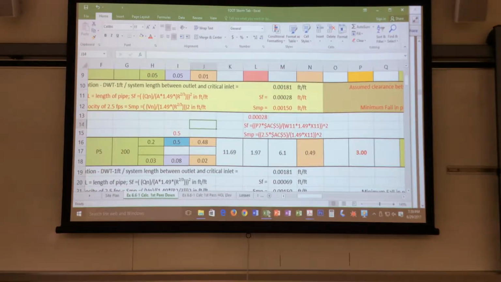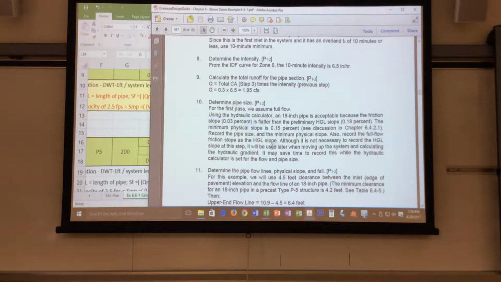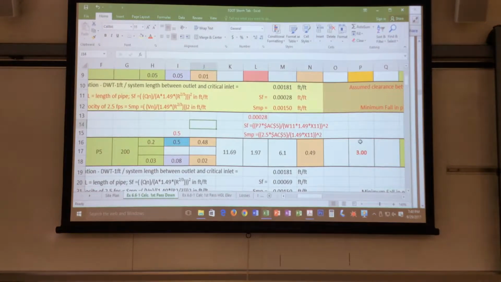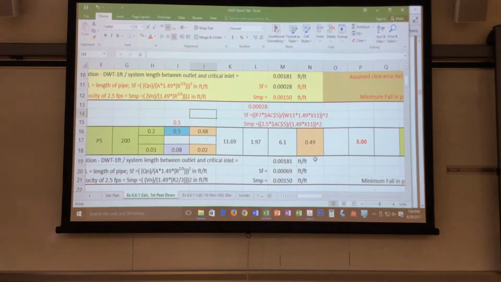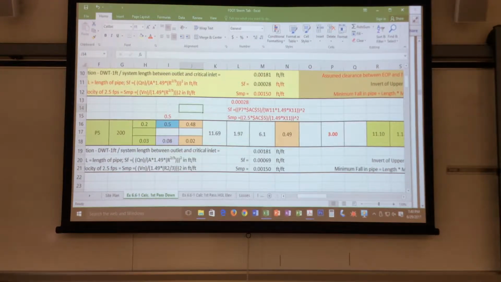Okay, now, the next part of the project, it says, so we recorded the size and we assumed it was 18. Now, the 18 comes from just the first guess. Now, this is how I would base it on. The notes say that using the hydraulic calculator, an 18-inch pipe is acceptable because the friction slope is 0.03 and it's flatter than the actual preliminary slope.